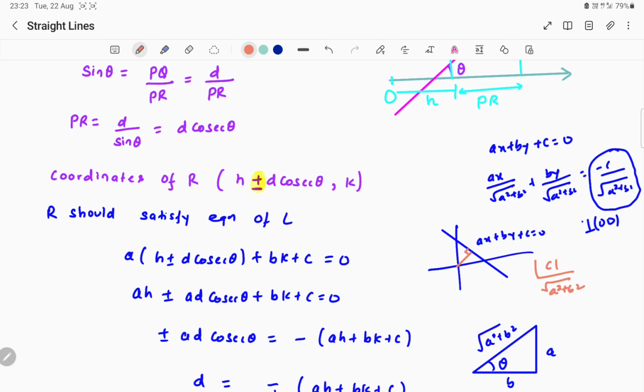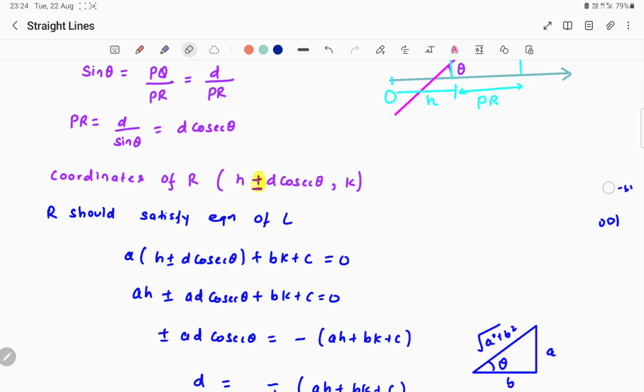Plus c or minus c depends on whether c is positive or negative, isn't it? Moreover, when I'm talking about the perpendicular distance, you can see here also we got the answer mod c by root under a square plus b square. Here also we got the answer mod c by root under a square plus b square. It means this is just a verification that this method will work and it will give us the right answer.